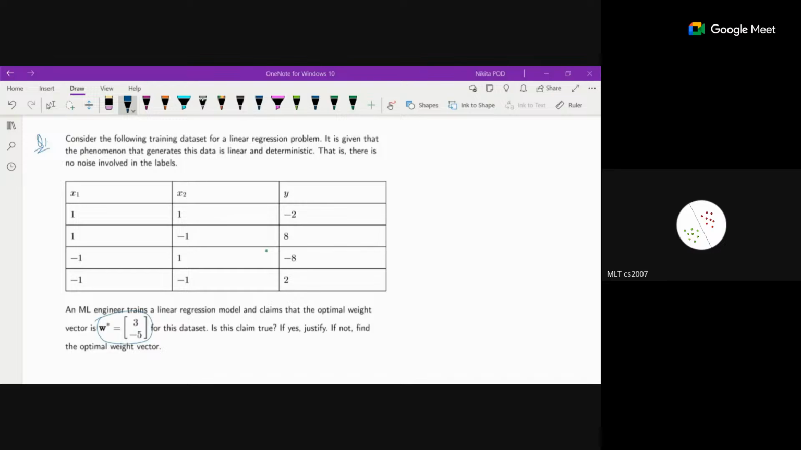That is true. How did you find it? The formula for W is X transpose X inverse and then X transpose Y. If you just substitute the values, then you get 3, minus 5. So that's correct.